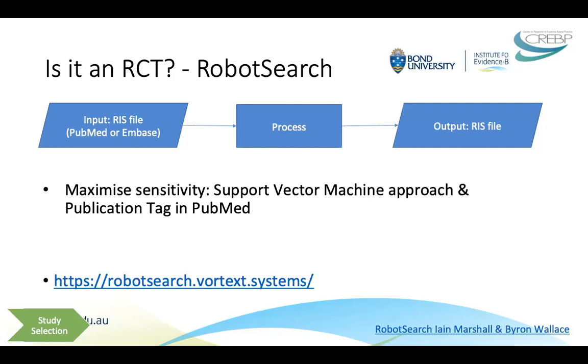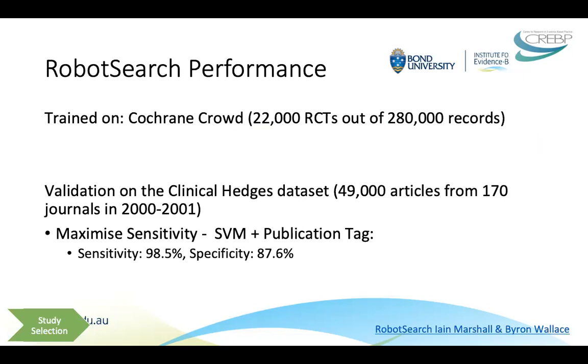So how did they actually create this algorithm? They trained it using the Cochrane Crowd, which is a new initiative in Cochrane where citizen scientists and any member of the Cochrane community can screen citations as to whether they are an RCT or not. The crowd received some training, so we know they have understood to a minimum level what an RCT is. Yes, it uses the title and the abstract of the citations that you've received from PubMed, and identifies using feature selection.